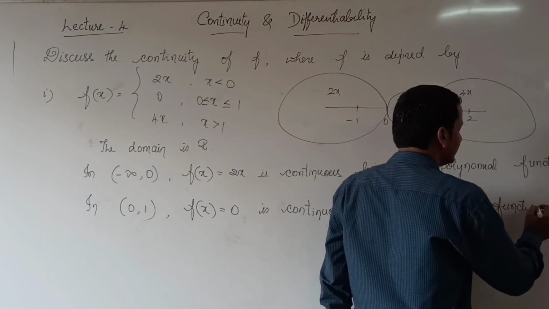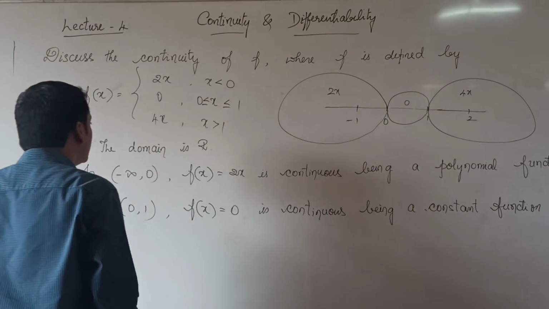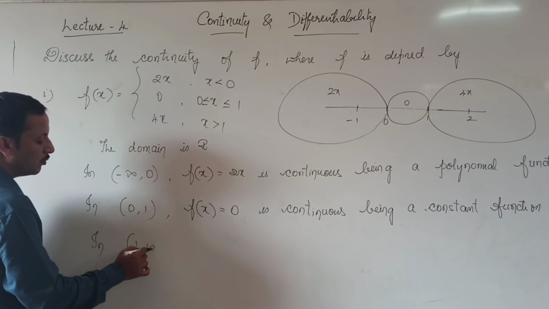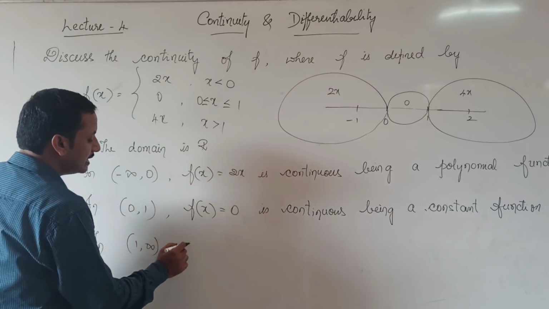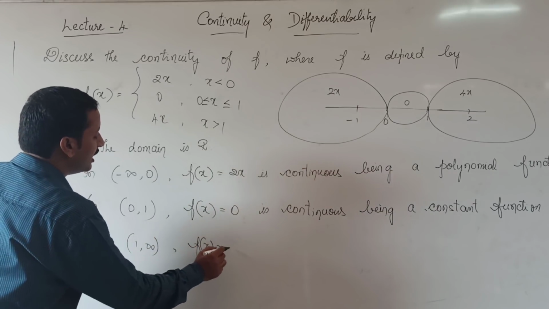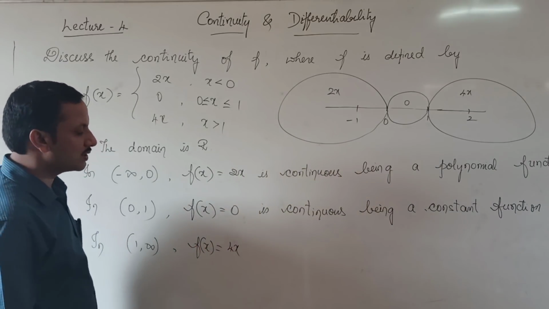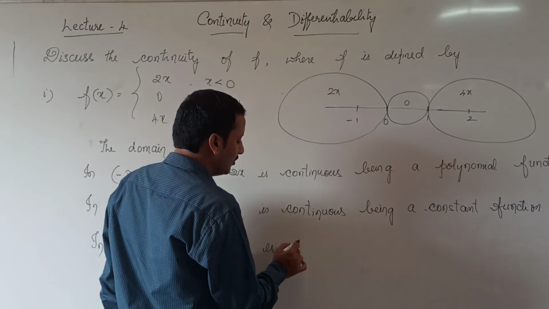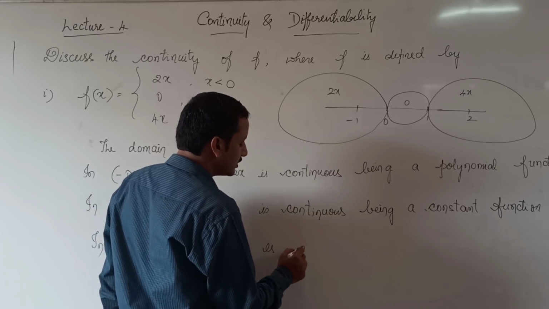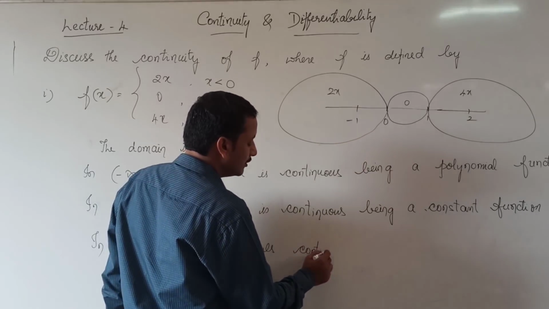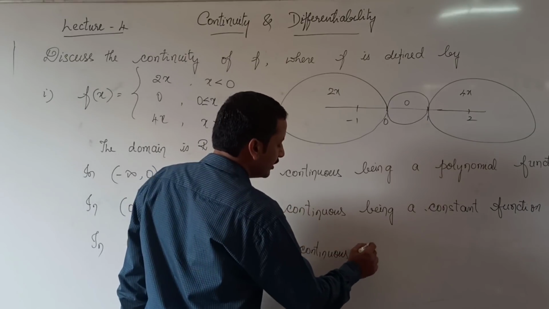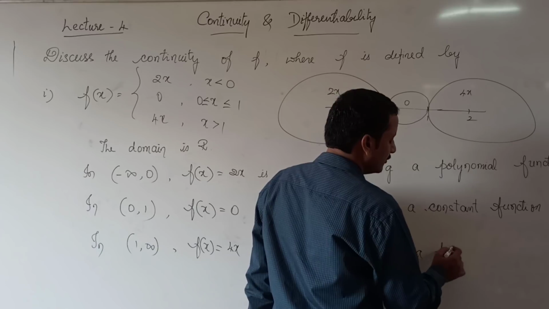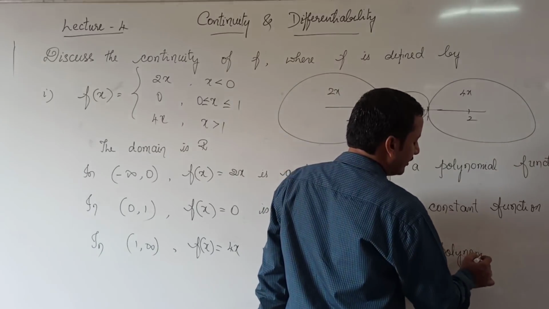Since it is a constant function, we can directly say that it is continuous. Okay. Then I will choose this interval x greater than 1. X greater than 1 means 1 to infinity. In 1 to infinity, in this interval, f of x is defined as 4x. f of x equal to 4x. So 4x is also a polynomial function. Therefore, this is continuous, continuous being a polynomial function. Okay, this is what you are trying.